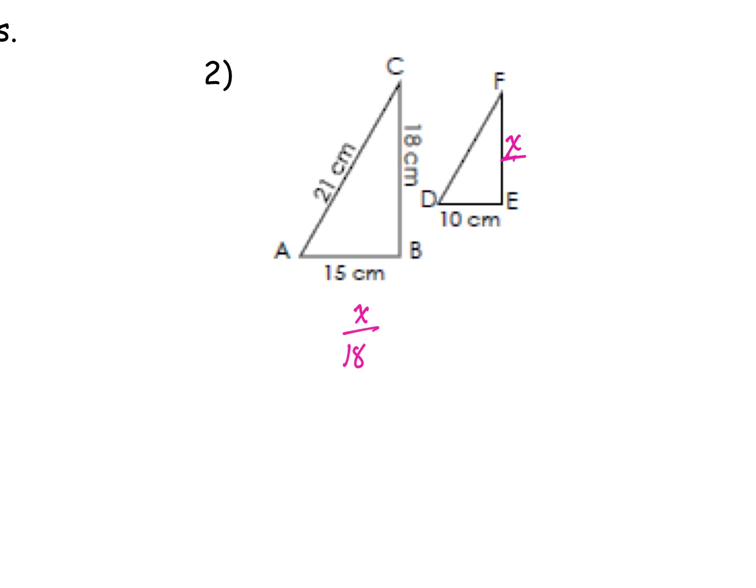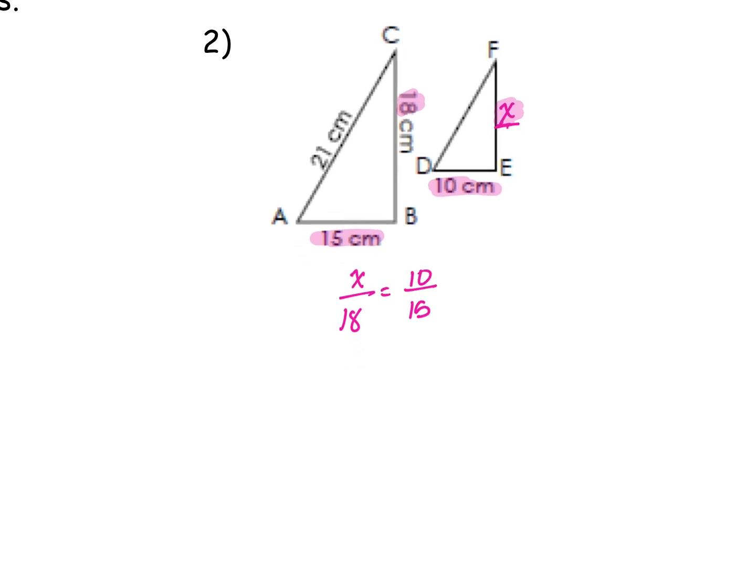I'm going to highlight all my like sides. I'm going to do this one over this one. And I know this side, which means my matching side is the 15. So I've got 10 over 15. And then I'm going to cross multiply and divide again.